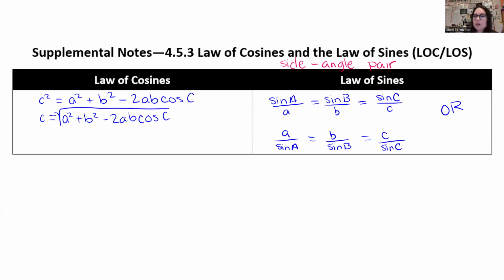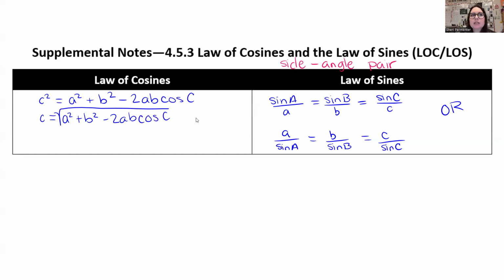When we're looking for side lengths, does it make sense to have a negative side length? No. So we don't do plus and minus the square root, because we're not going to have negative side lengths.